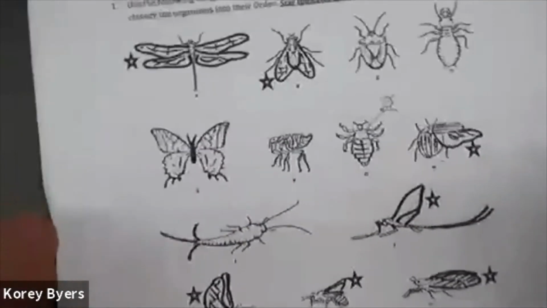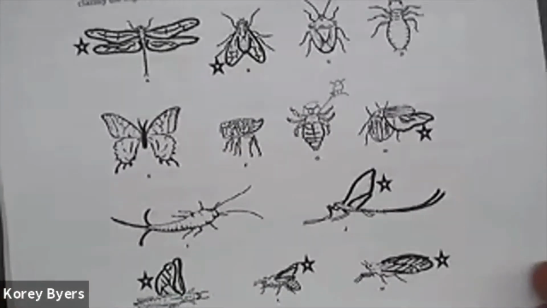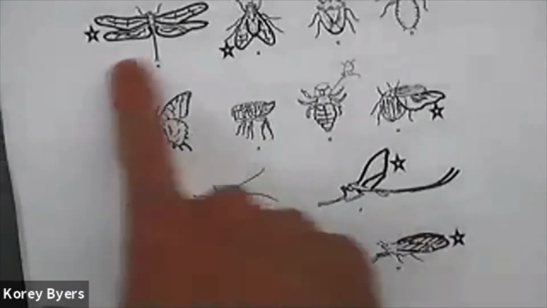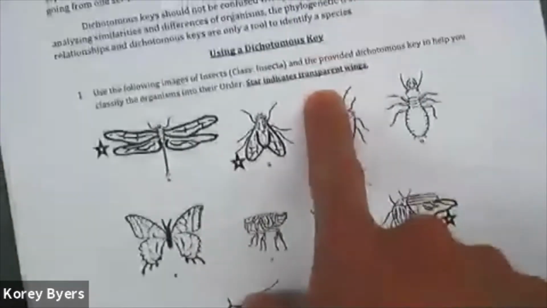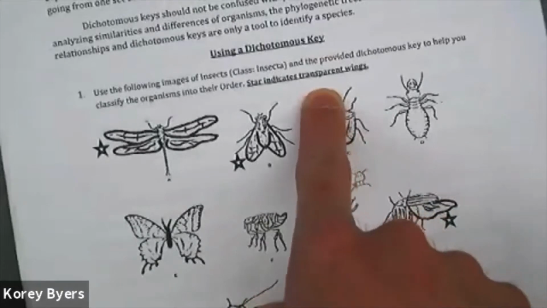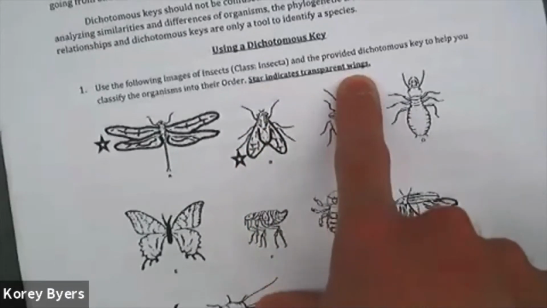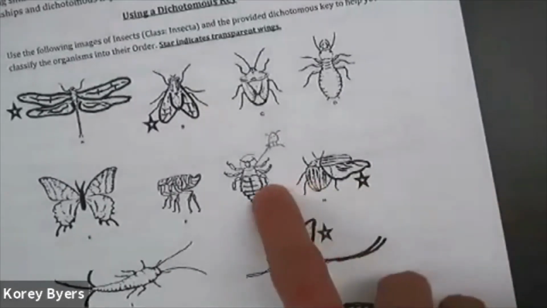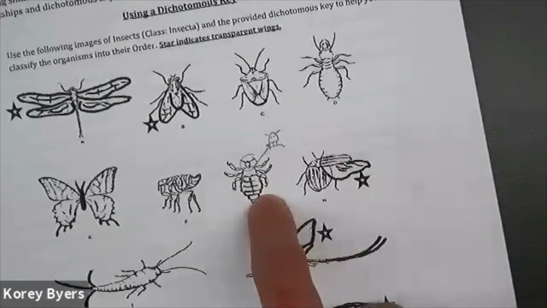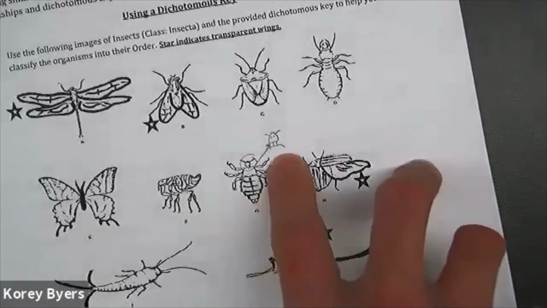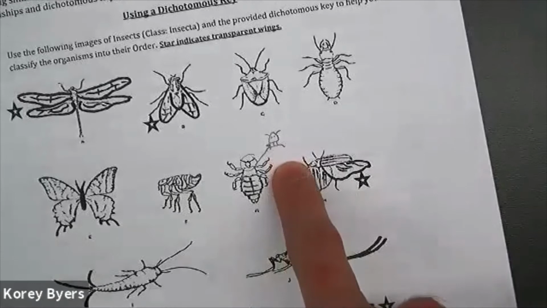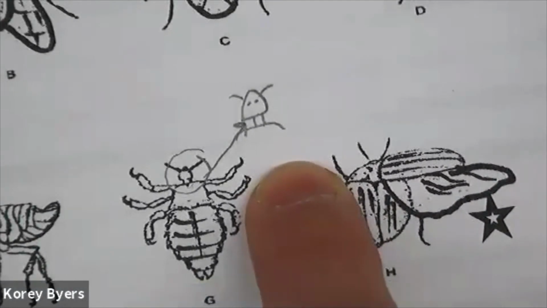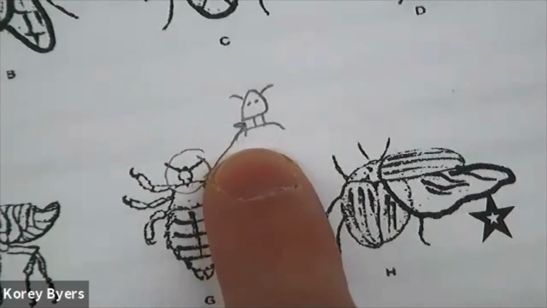So down here, I've given you a list of insects. Because it's hard to tell what's going on in a black and white picture, if it has a star, that means the wings are transparent. So I have that bolded there. Star indicates transparent wings. And then it's really hard to tell unless you know what you're looking at. So on letter G, let me zoom in. There's going to be a line that asks you about a constricted neck. That one kind of has a constricted neck.